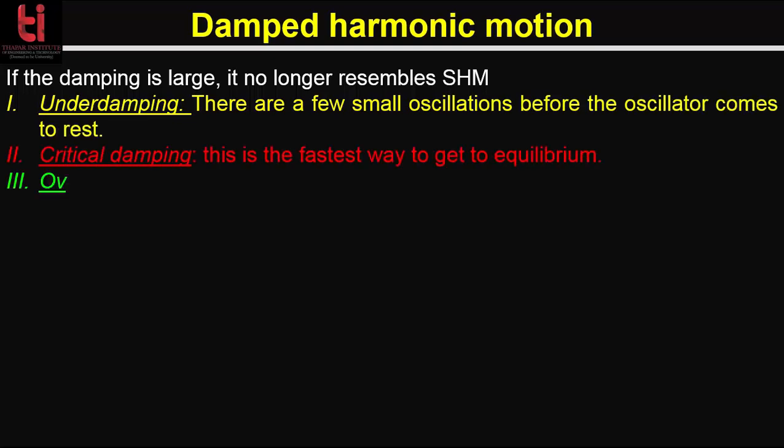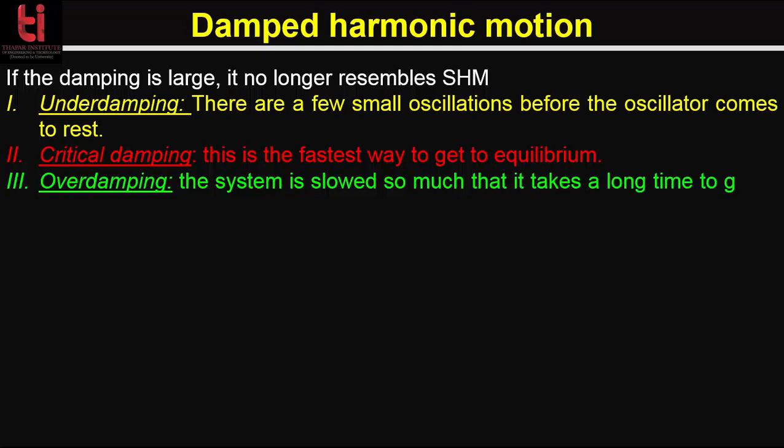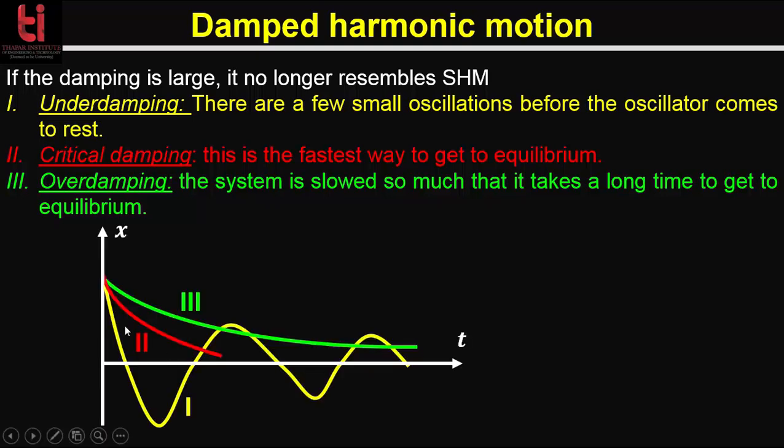Basically, there are three situations. The first one is under damping. There are a few small oscillations before the oscillator comes to rest. The second one is critical damping. This is the fastest way to get to equilibrium. And the third one is over damping. The system is slowed so much that it takes a long time to get to equilibrium. So, this graph shows the variation of amplitude with time. The yellow graph shows the under damping case, the red one highlights the critical damping case, and the green one shows the over damping case.